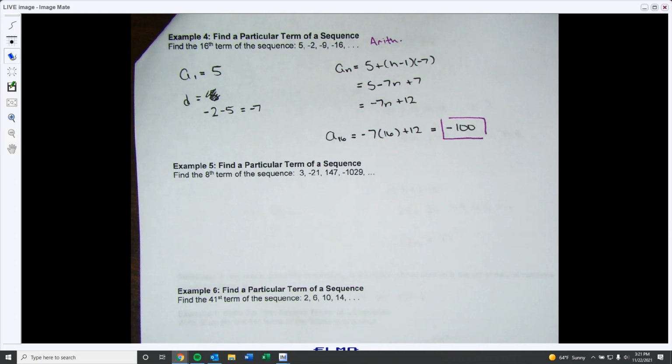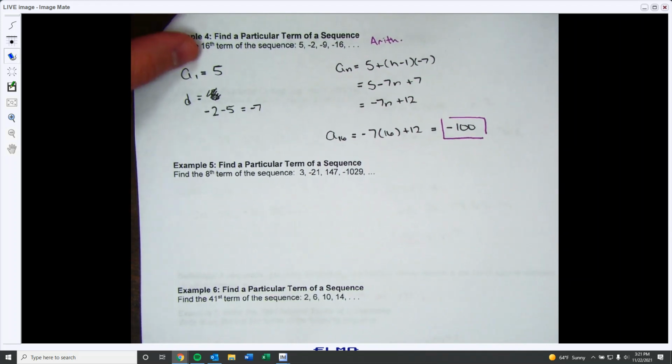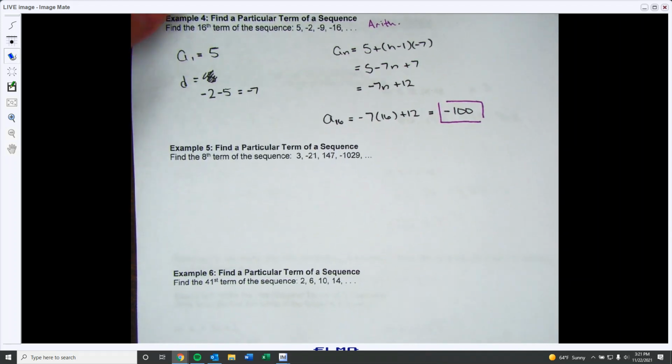All right, so now let's do another one. For example 5, what I want us to do is find the 8th term of the sequence 3, negative 21, 147, negative 1029. So just eyeballing this one, I see that it's alternating between positive and negative. So that is definitely going to be geometric.